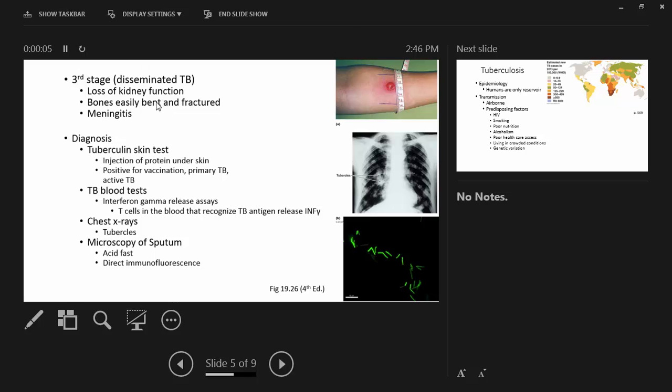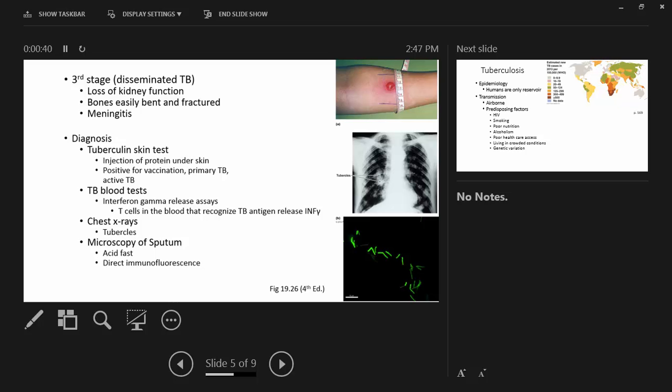With disseminated TB, the infection has now moved outside of the lungs into lots of different parts of the body. Kidney function is lost, problems with bones, meningitis even. It's getting into the bloodstream and moving into all parts of the body. And this is going to be 100% fatal without treatment. And even now with good medical treatment, there is a very high mortality rate when it gets to this stage of TB.